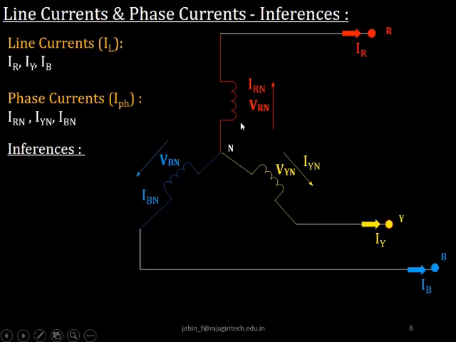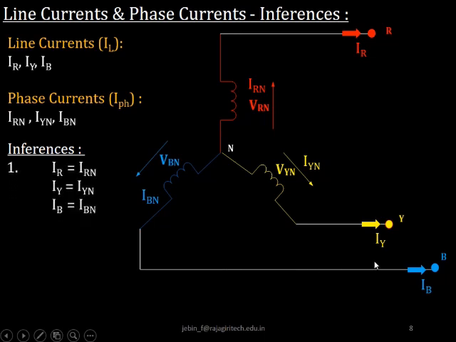So we have seen from the picture that IR, IY and IB represent the line currents, and IRN, IYN and IBN represent the phase currents of a three-phase balanced star connected system. Now what is the inference out of this? If you compare IRN and IR, you know that it is the same. Similarly, IYN and IY is the same current flowing. And similarly for the B phase also, my IBN is equal to IB.